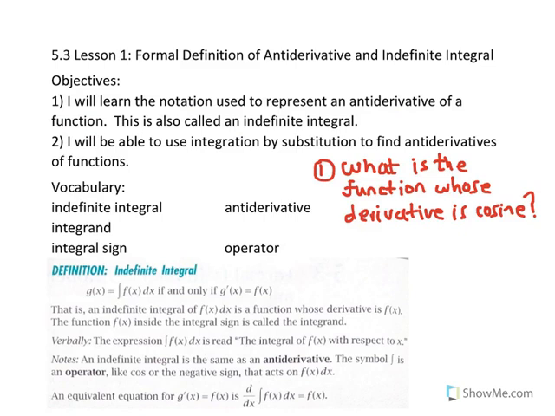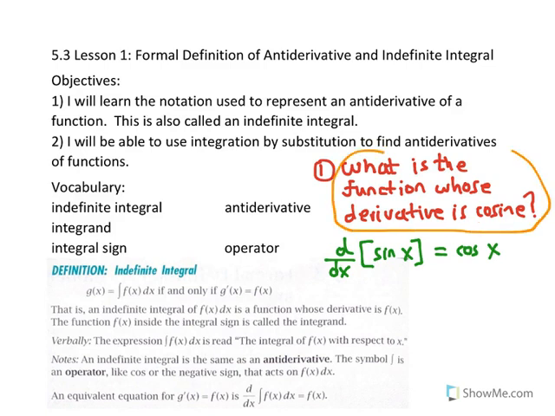Consider the question, what is the function whose derivative is cosine? We know the answer. That function is sine, because the derivative of sine is cosine. The answer to the question is called an antiderivative of cosine, the function whose derivative is cosine.